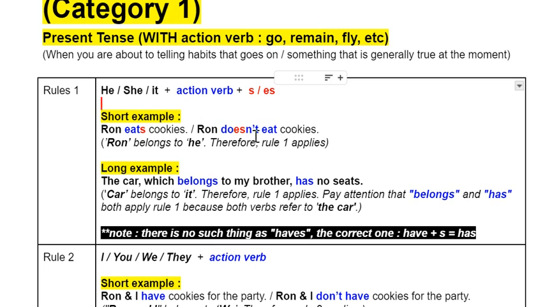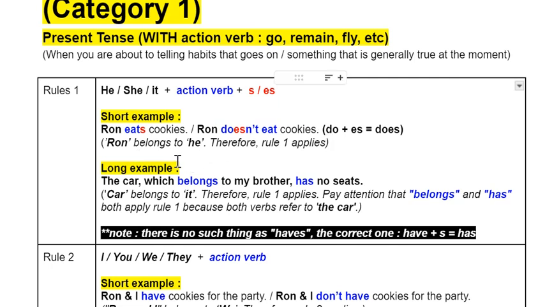Ron doesn't. So for your information, again here to help you understand better, do plus s or es equals does. And remember, since you have to put the action verb, do plus es, does not eat cookies. Okay, Ron belongs to he. Therefore, rule number one applies. Ron eats cookies. Ron doesn't eat cookies.